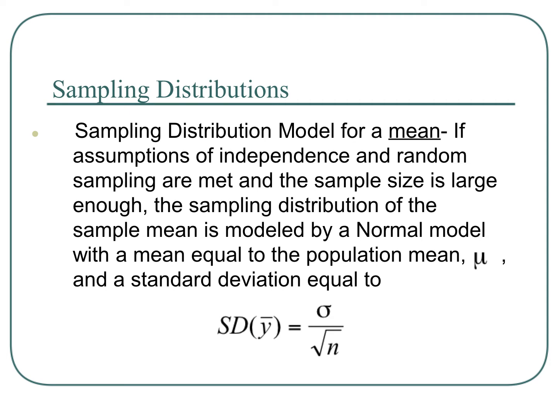For a mean, we have assumptions of independence and random sampling again, and the sample size has to be large enough for the normal model to apply. The mean is equal to the population mean mu, and the standard deviation is sigma over the square root of n. Okay, so these are formulas we will have to use. If there is a sample size, we have to divide by the square root of that sample size.